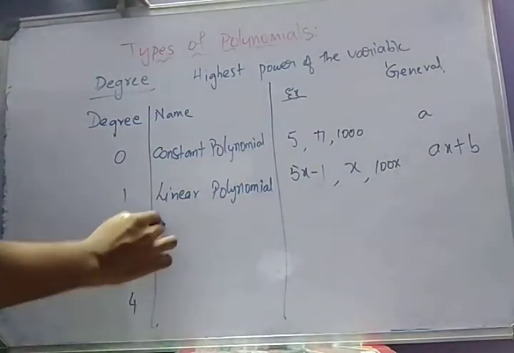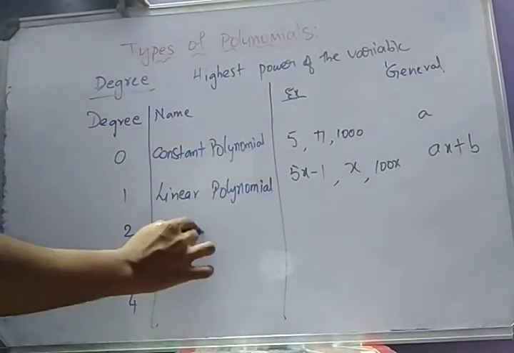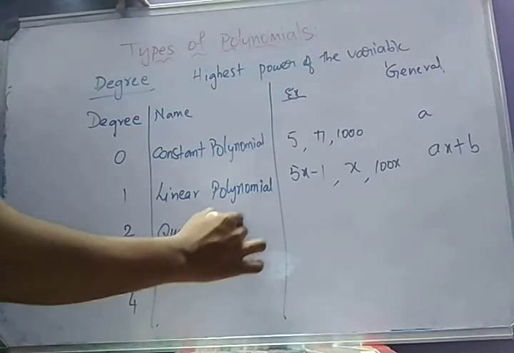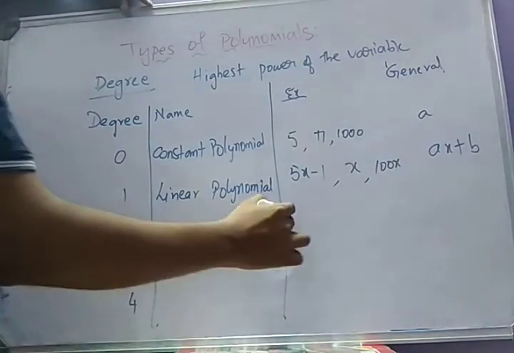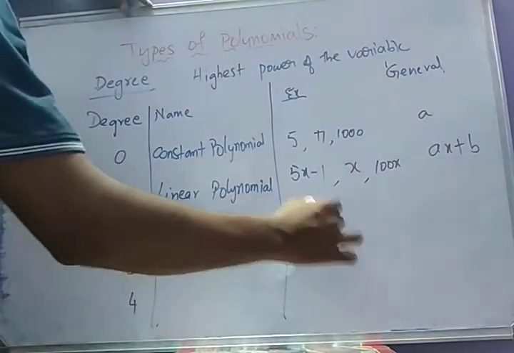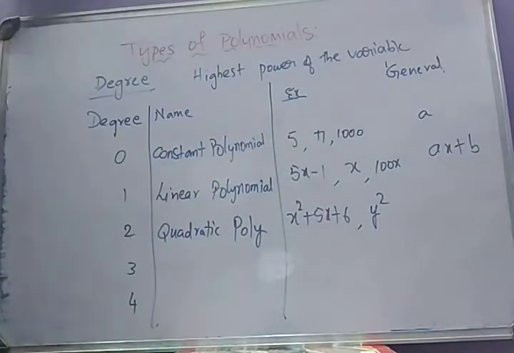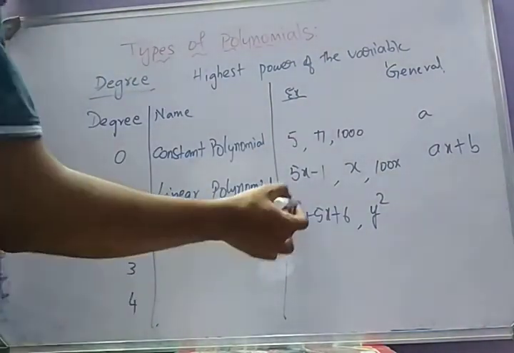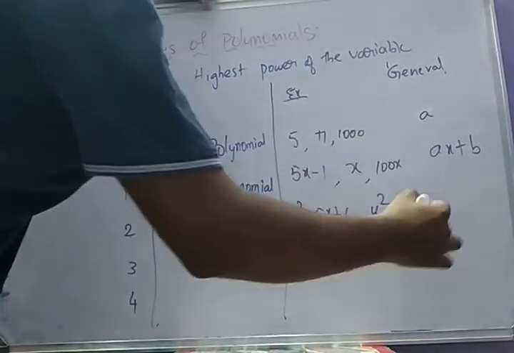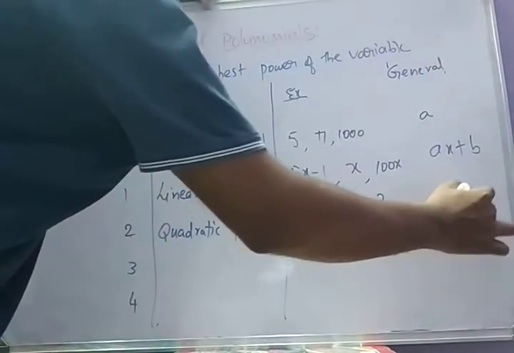Similarly, if degree is 2, it is called a quadratic polynomial. Example, x square plus 5x plus 6. Another example, y square. These are quadratic polynomials where the degree is 2. And in general form, you will write it as ax square plus bx plus c.